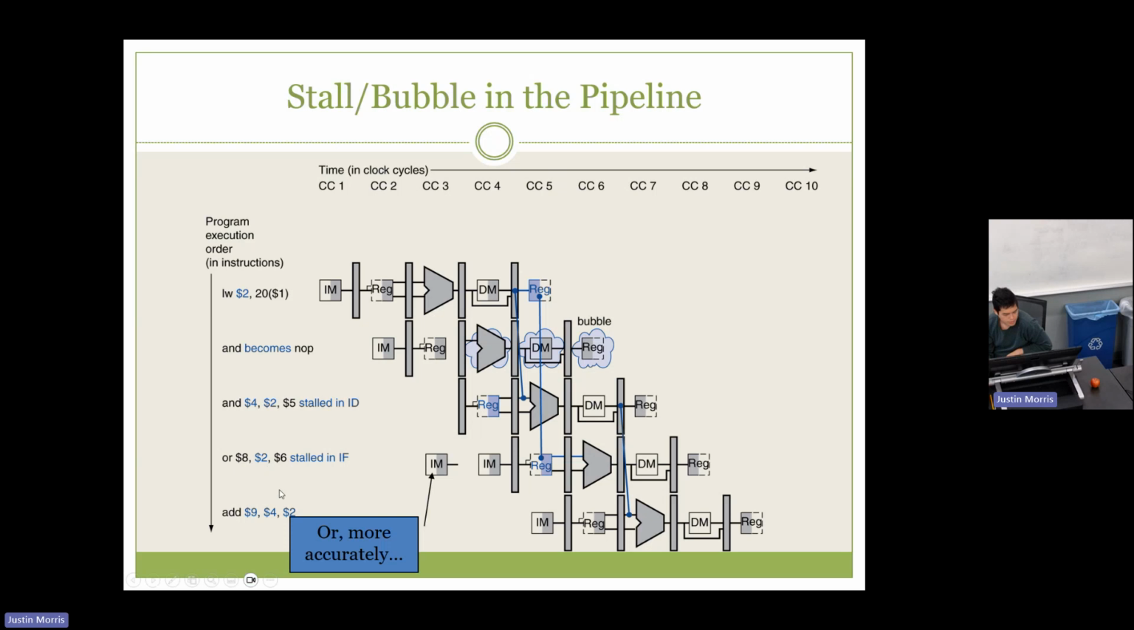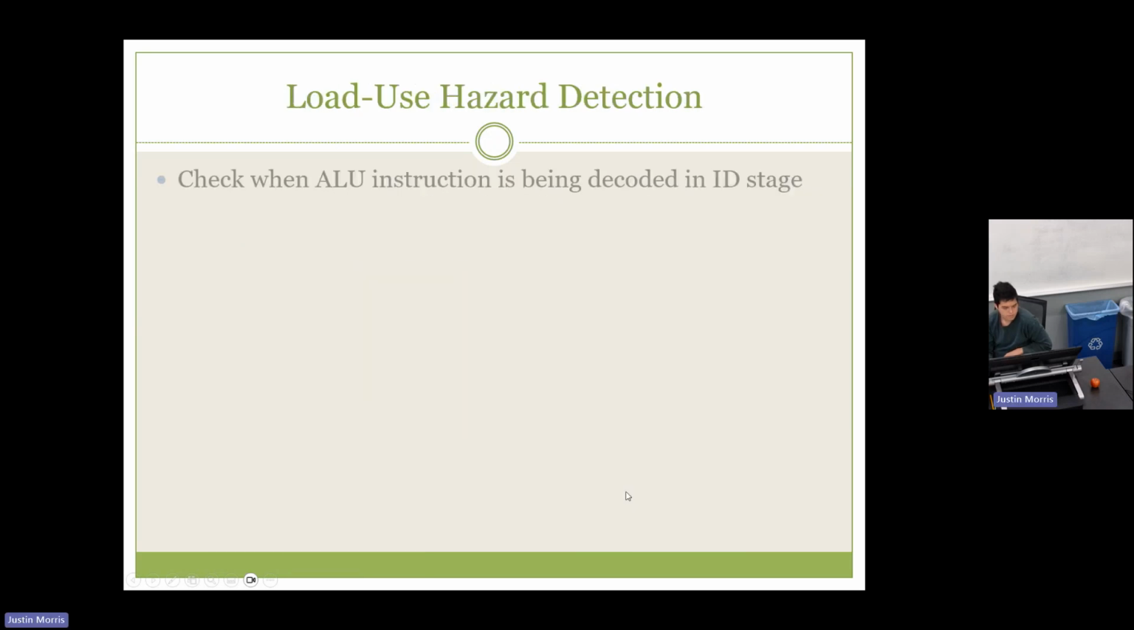And then from the OR, from the AND to this add, we still have this forward as well. This was our R-type forwarding that we covered already, right? And no stall is required.